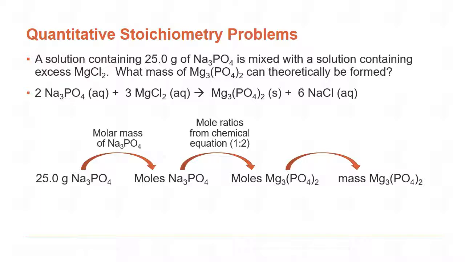The conversion to go from mass to moles is molar mass. So I know I need to know the molar mass of sodium phosphate to make that first conversion. And at the end, I need a molar mass again. I need the molar mass of magnesium phosphate to make that final conversion. So the first thing we'll do is to develop those molar mass tools. Okay, so let's see how we would get those molar masses.